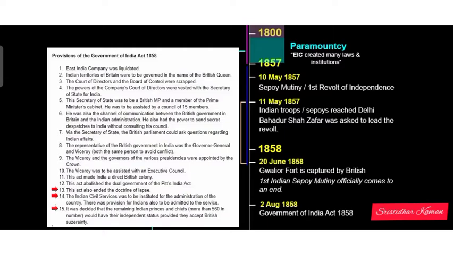Then the act also had a provision that gave independent status to the remaining Indian princes and chiefs, more than 560 in number, only if they accept British rule. And the rest of the provisions were all British administrative orders. So basically, through the Government of India Act 1858, the British made an attempt to do some damage control.